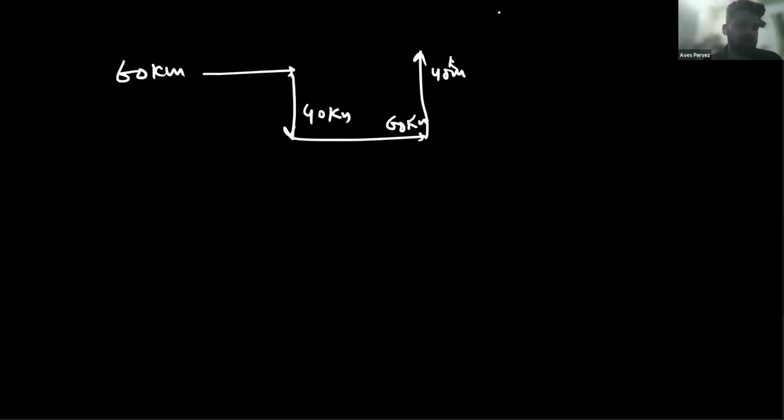For example, 2 kg, when added with 5 kg, you will get how much? 10 kg. Resultant will be 10 kg because it does not have any direction.